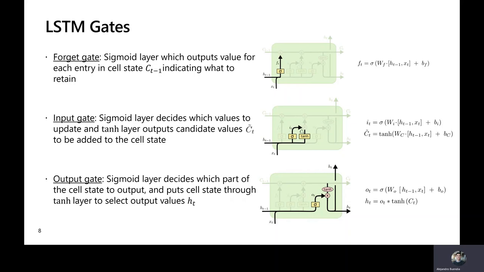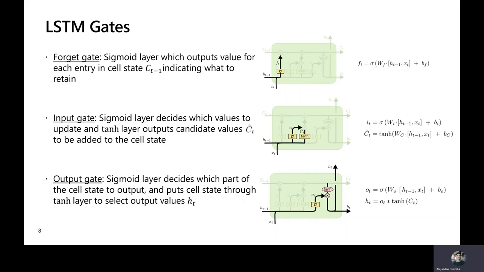The input gate is another sigmoid layer which decides which values in the cell state C of t minus 1 to update. Again, it takes in H of t minus 1 and X of t. We also compute a hyperbolic tangent of the same form to create a vector of new candidates, C tilde, that could be added to the state.